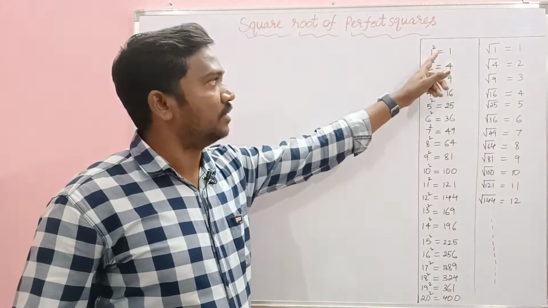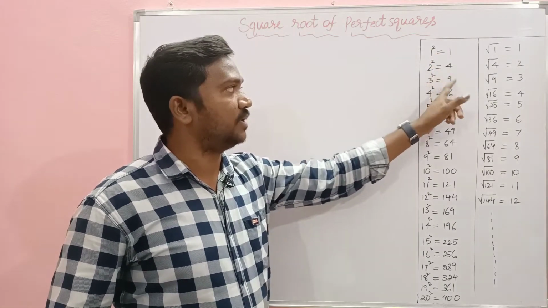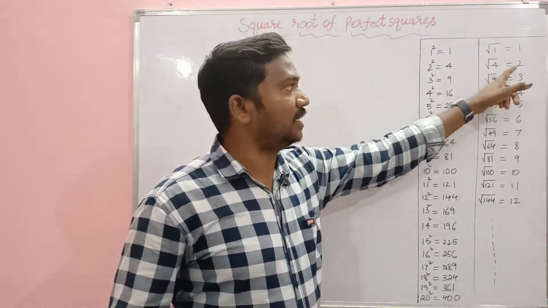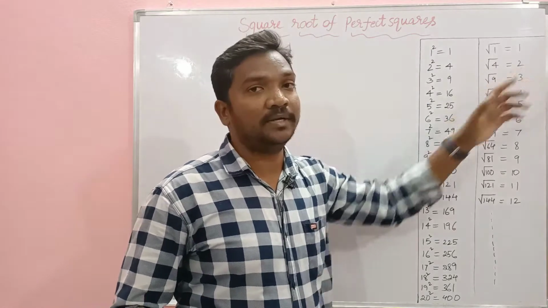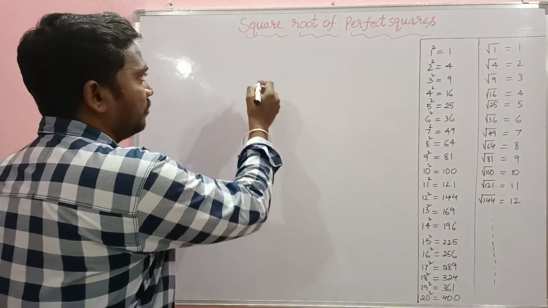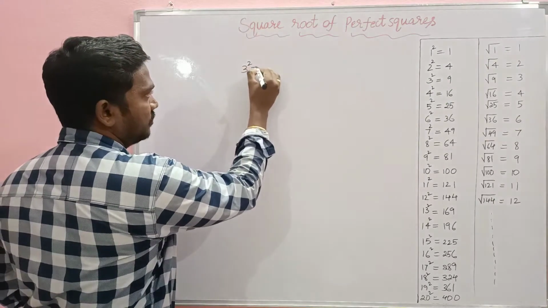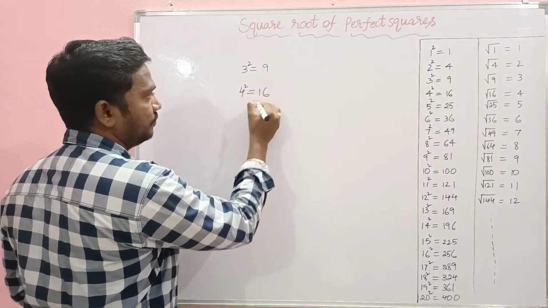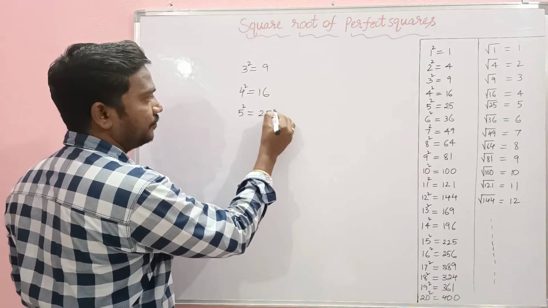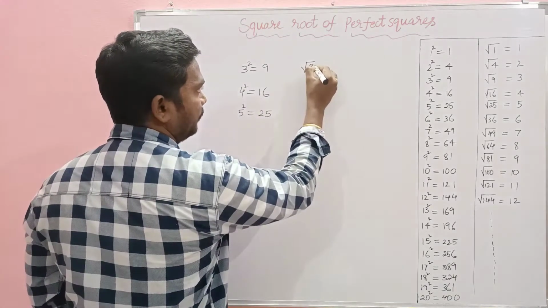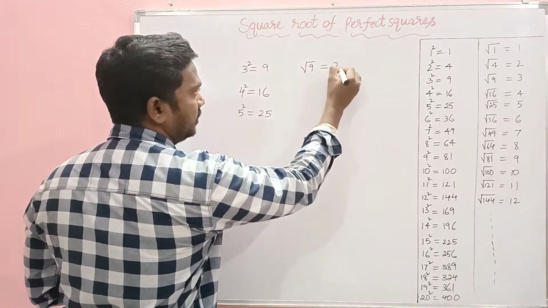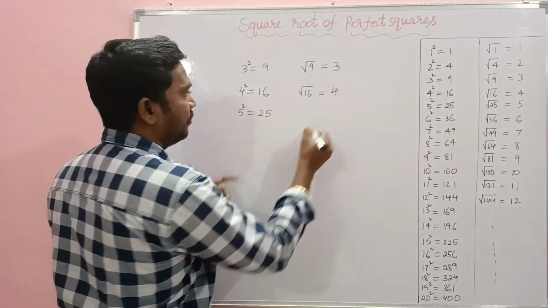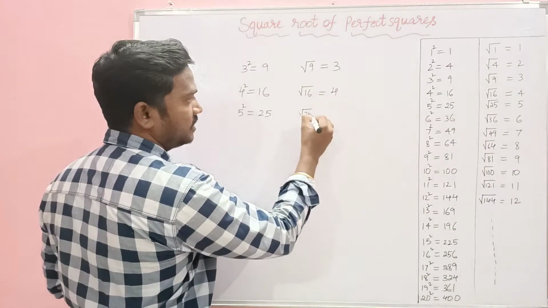See here, 1 square is 1, 2 square is 4, 3 square is 9. Square root of 1 is nothing but 1. Square root of 4 is nothing but 2. Square root of 9 is nothing but 3. So, if you observe, 3 square is nothing but 9, 4 square is nothing but 16, 5 square is nothing but 25. So, square root of 9 is 3. Similarly, square root of 16 is nothing but 4. Square root of 25 is nothing but 5.